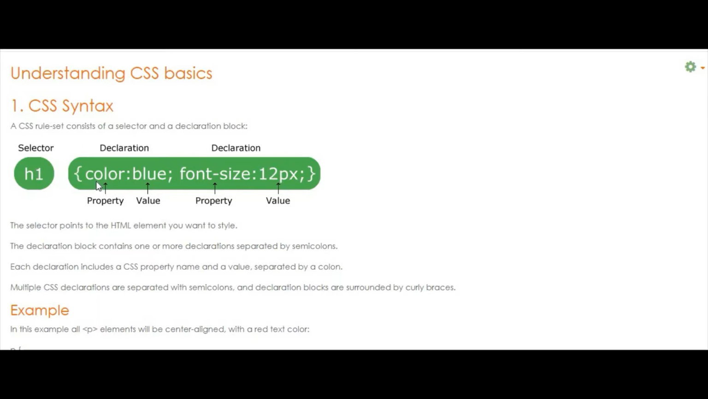The first property here is called color, and its value is blue. Then we use a semicolon to separate one property from other properties. So the color property is separated from the font size property using this semicolon. The value of the font size property is 12 px. Px means pixels.